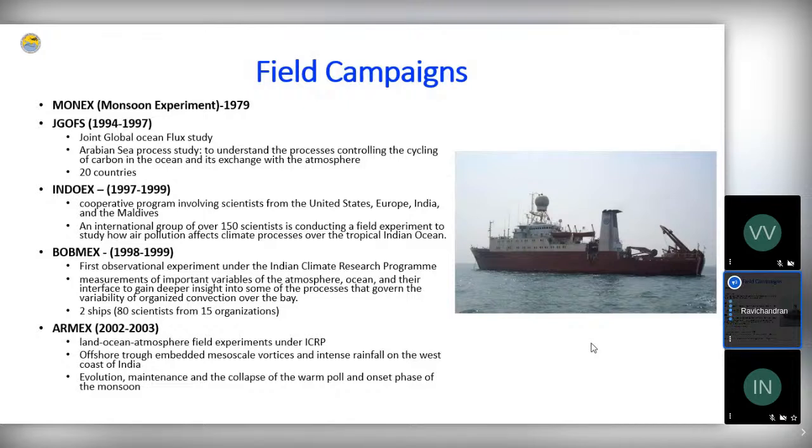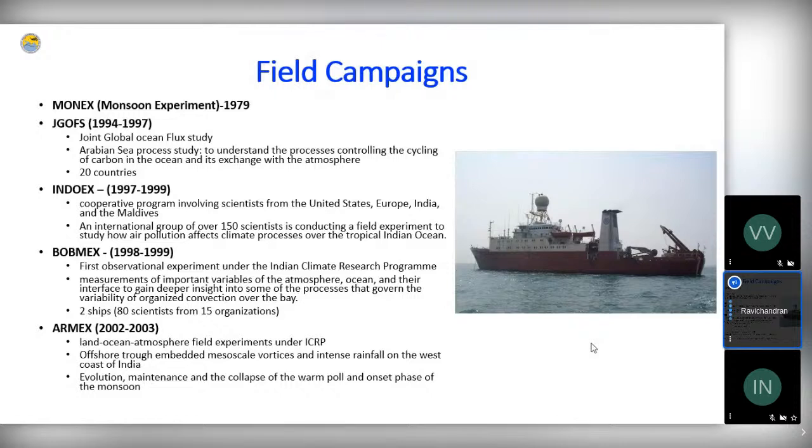Then there were many field campaigns in the 1990s, conducted in collaboration with the international community as well as by India alone. The first one, of course, was the 1979 Monex experiment, which started mainly in the summertime as well as the wintertime. Separately, the Monex experiment started, and many ships were operating in both the Bay of Bengal and the Arabian Sea. It provided very valuable information about the subsurface, surface, as well as marine boundary layer observations. It provided a wealth of data during this Monex experiment.